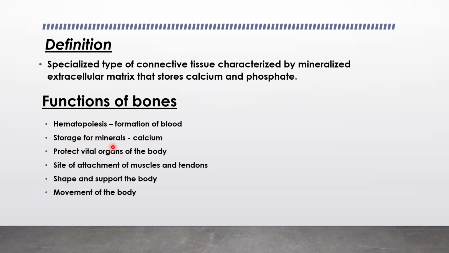Bones protect vital organs of the body. For example, the skull protects the brain, which is a very important neural structure in the body. Then there is attachment of muscles and tendons. Through that attachment, I am able to have movement of the body, movement from one place to another, by attachment of muscles and tendons to the various bones. Then it gives the body its shape and also supports the body.